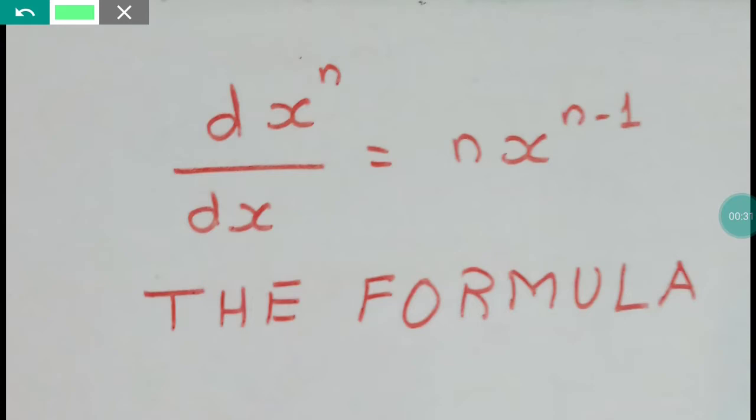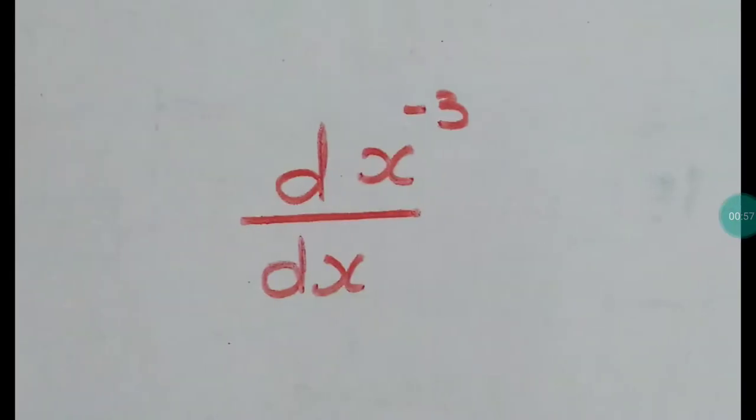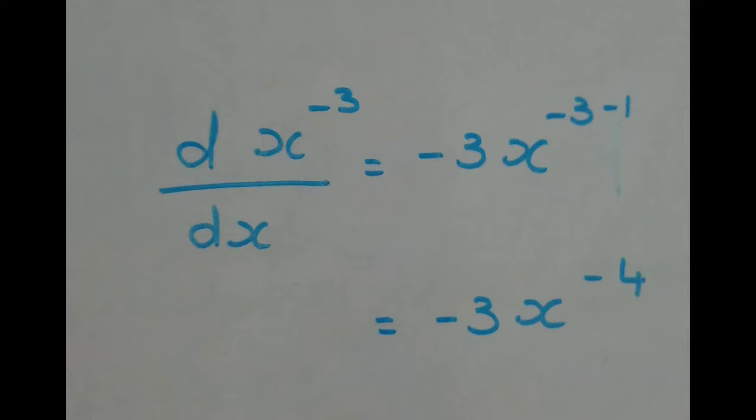What happens over here is n goes to two places, once as a coefficient of x, and then we just subtract 1 from the power, and x is simply written like this. So this is our formula. We have to apply this to solve a few problems. Now the question: d/dx of x to the power minus 3. Apply the formula as it is.